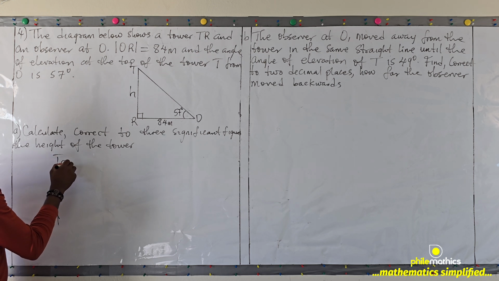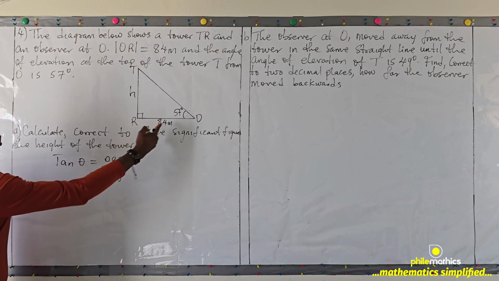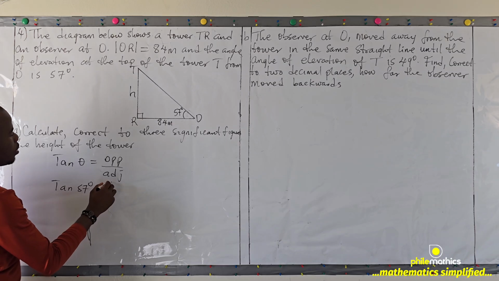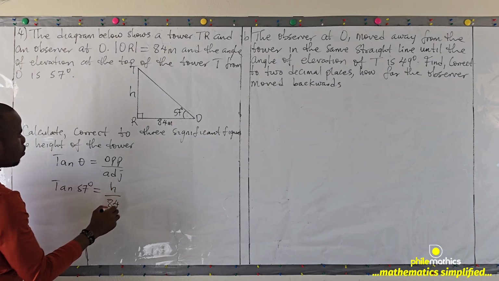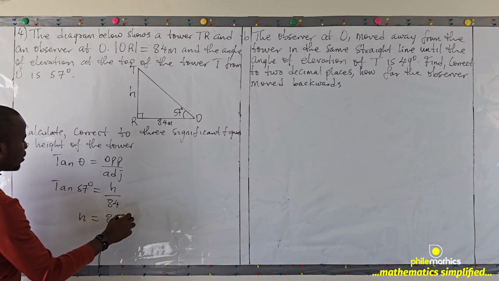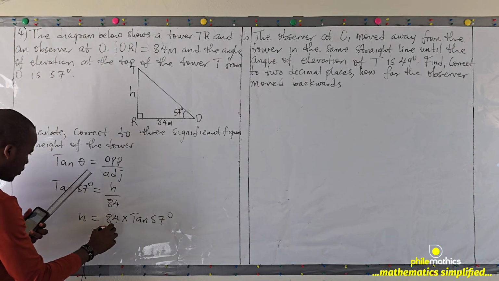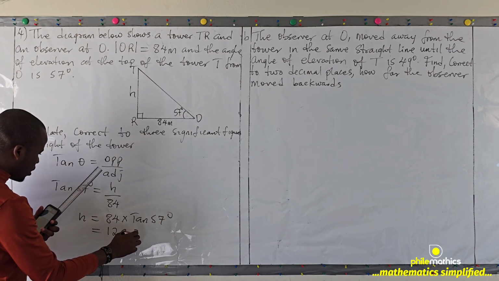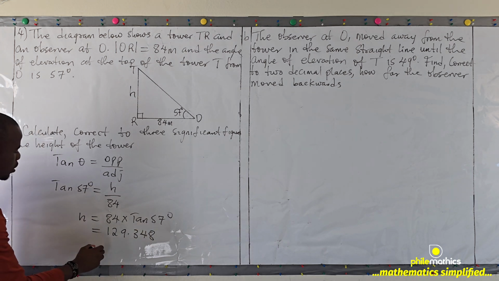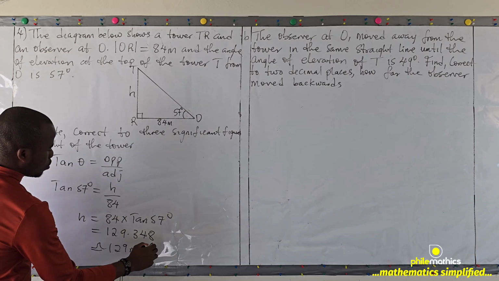Recall that tan theta is opposite over adjacent. And so since theta is 57, tan 57 will be h over 84. And to find h is simply 84 times tan 57. And if we check that on our calculator, we get 129.348. And we are asked to approximate it to three significant figures. This is approximately 129 meters to 3 SF.